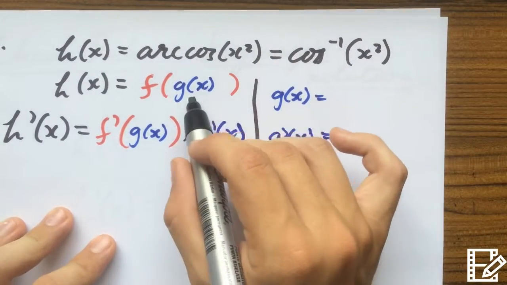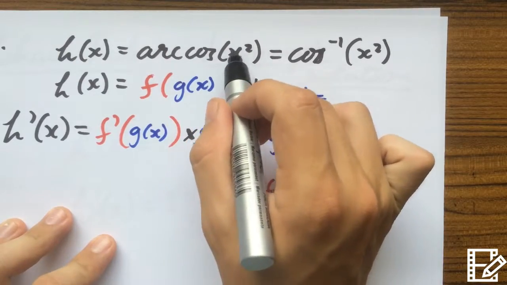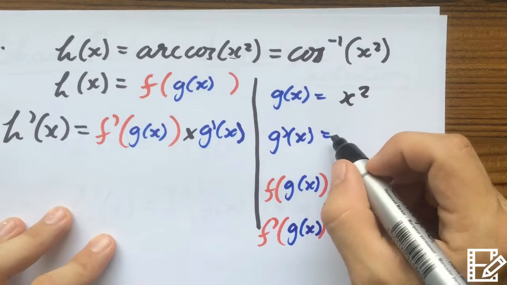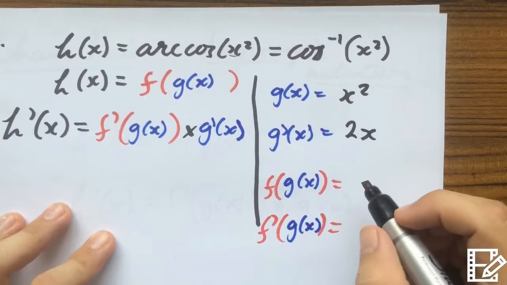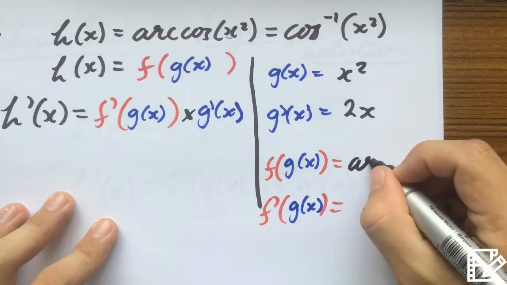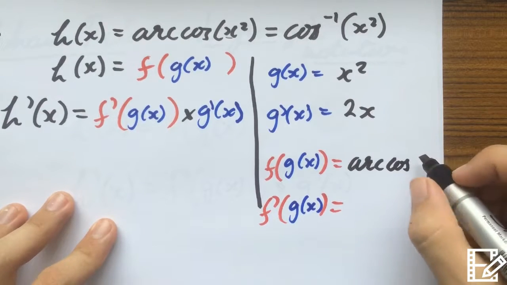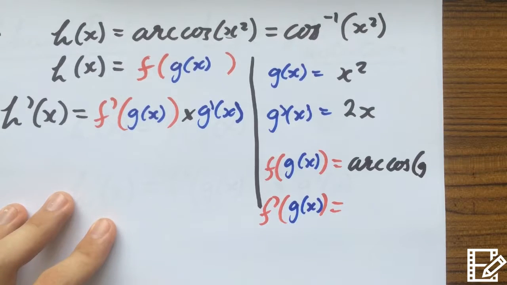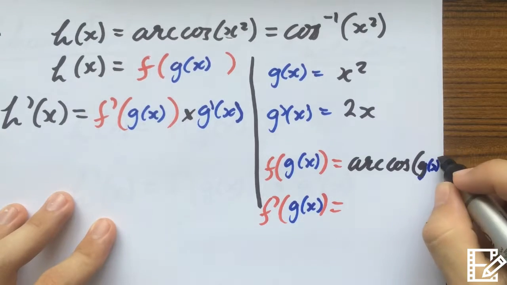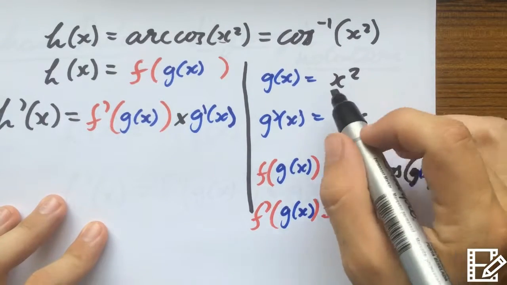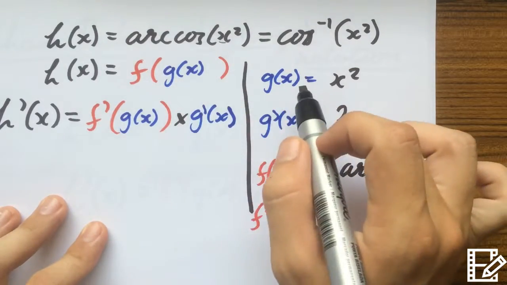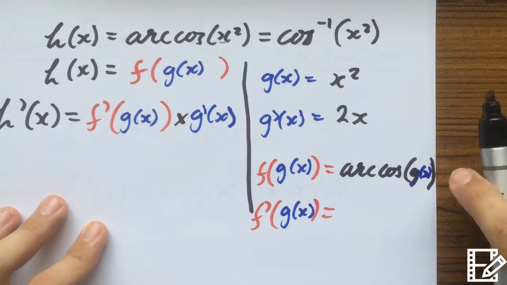So g(x), we're going to call that the inside function. The inside function in this function is x squared. The derivative of x squared is 2x. f of g(x) is going to be arccos g(x). Why is that g(x)? Well, because we substituted g(x) for the inner function. We said that x squared was g(x), which means that where x squared was is now g(x).